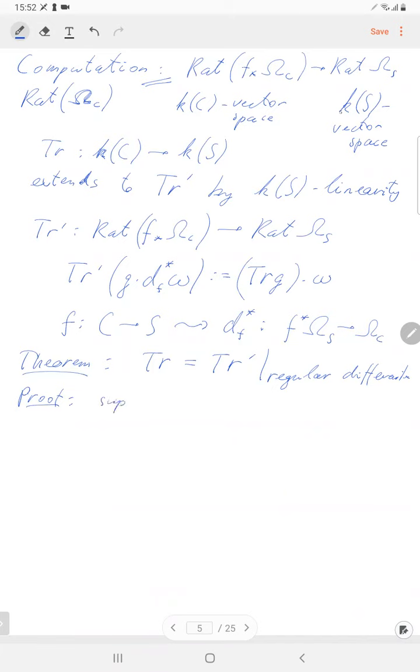suppose we have point C upstairs, point S downstairs, and f takes one to the other, and we have a differential with the principal part with residue one. So let's say t is a parameter there upstairs, and say x a uniformizer downstairs around those points.